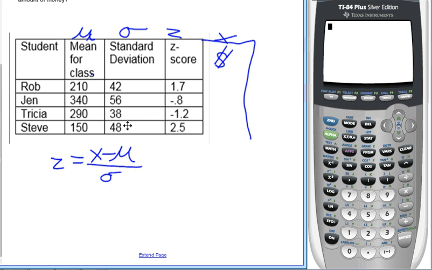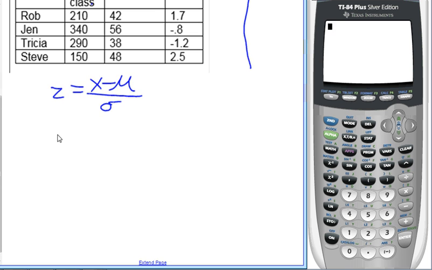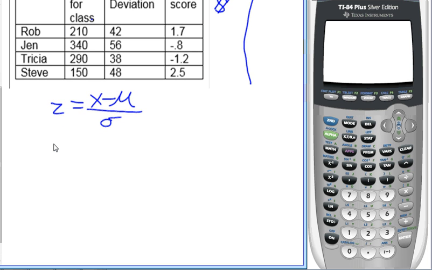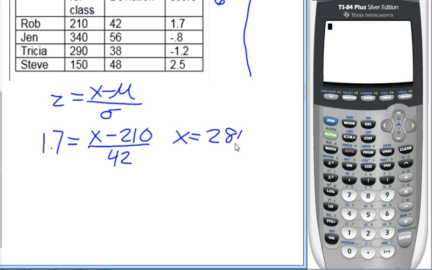I have 3 pieces of data for each of these. I don't have the x. So for Rob, I have his z-score, which is 1.7. I don't know the amount of money he raised. I have his mean, which is 210, and I have his standard deviation, which is 42. And when I solve this equation for x, it turns out that Rob raised $281.40. So this is for Rob.